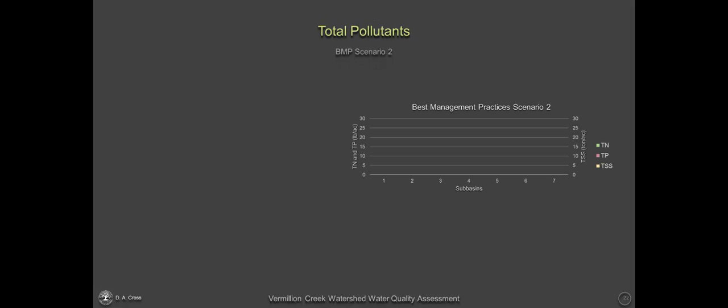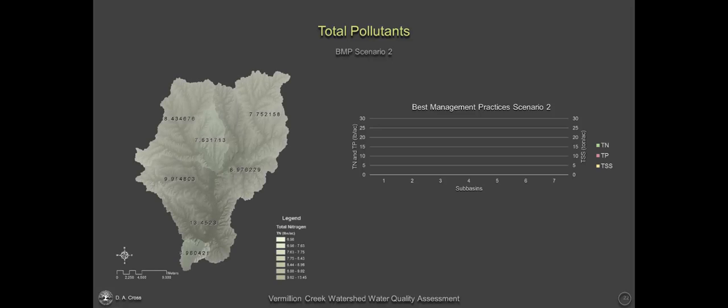In BMP scenario number 2, we took a look at a system of BMPs and we implemented them in pasture and agricultural lands. So our total nitrogen has been significantly reduced overall. Our total phosphorus has been dramatically reduced compared to our baseline scenario run. And our total suspended solids is even much more improved, especially in subbasin 7.